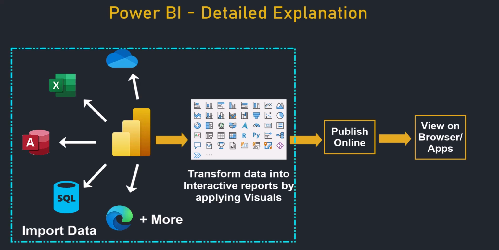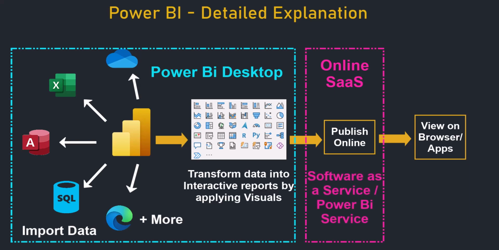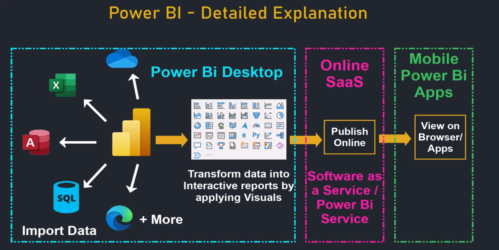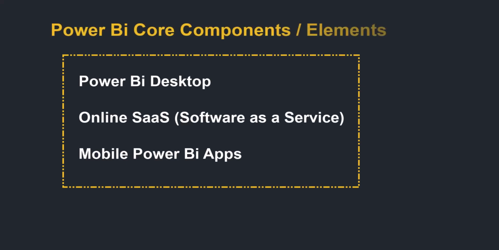Here, importing data and transforming the data into reports or dashboards, those two items will be covered under Power BI desktop. Then publishing to Power BI online services will be covered under online SaaS, which is software as a service. This is called Power BI Service. Then finally, viewing it on mobile and browser will be covered under mobile Power BI apps. These three are called Power BI core components or elements.